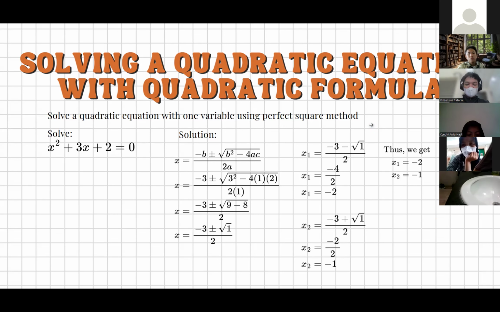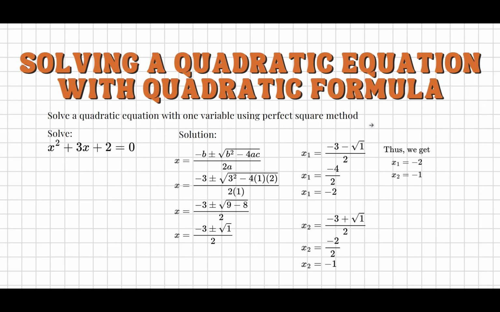So then we got a new equation of x2 is equal to negative 3 plus the square root of 1, and then the sum is divided by 2. As we know that the square root of 1 is indeed 1, then we're going to add 1 to negative 3. So we got a new equation of negative 2 divided by 2, and then we got x2 is equal to negative 1. Thus we got x1 is equal to negative 2, and x2 is equal to negative 1.